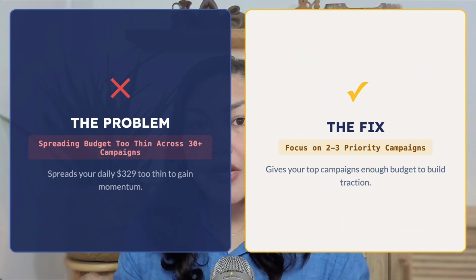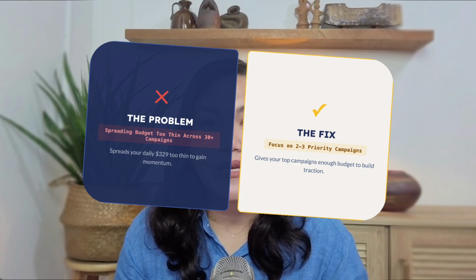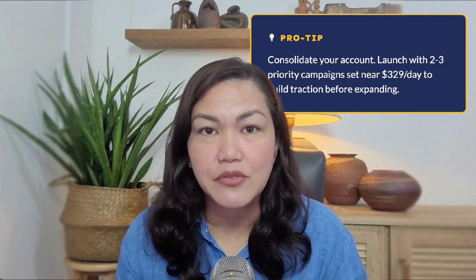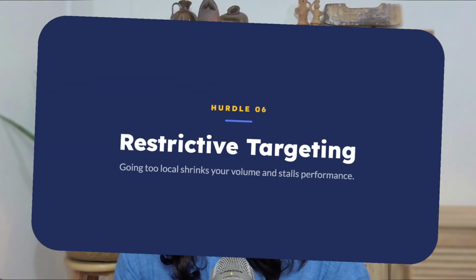So instead of spreading everything out, focus on a few priority campaigns. Give those room to run, set the budget close to that full daily amount so Google can actually enter auctions and gather data. Let those build traction first, then expand from there. That's what gives Google a clear signal, and that's what gets your ads showing more consistently.